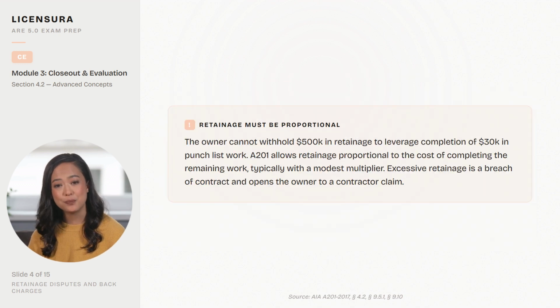Retainage must be proportional. The owner cannot withhold $500,000 in retainage to leverage completion of $30,000 in punch list work. A201 allows retainage proportional to the cost of completing the remaining work, typically with a modest multiplier. Excessive retainage is a breach of contract and opens the owner to a contractor claim.